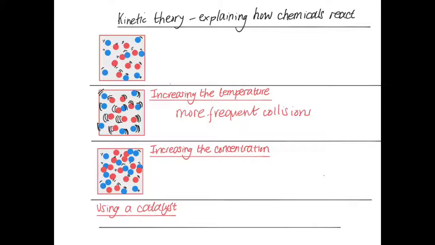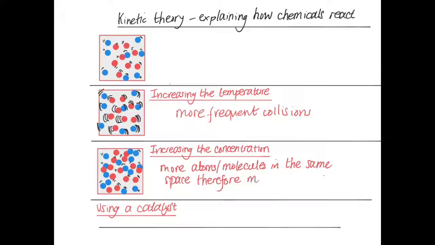If you increase the concentration, in this box here, we've got more red and more blue. If you look, there are more collisions. There are more things bumping into each other, so the rate is higher. If you increase the concentration, it's because there are more atoms or molecules in the same space. Therefore, there are more collisions per second, or more frequent collisions.